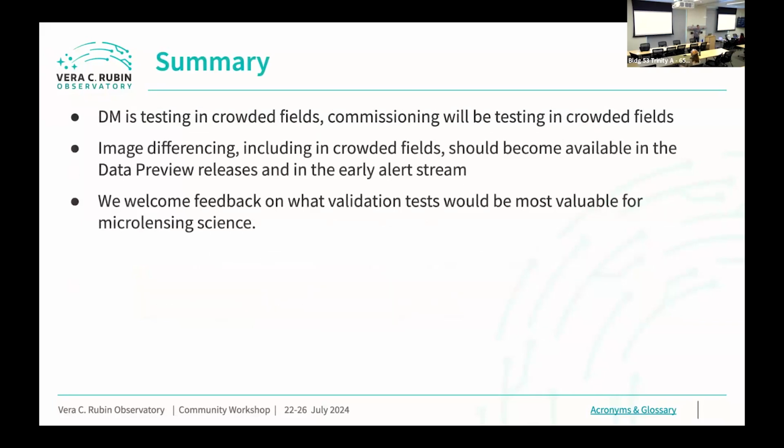I'll just summarize that DM is testing in crowded fields, commissioning is testing in crowded fields. We have plans to make this image differencing available through the data preview and the alert stream. And I'd be super interested to hear feedback on validation tests for microlensing that would help you all get science out of that data stream.